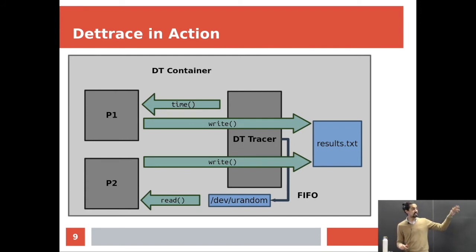Similarly, how do we handle these two processes racing on this file? What we're going to do here, as I talked about earlier, is impose a deterministic process scheduling to make sure that they always write to this file in the same order.